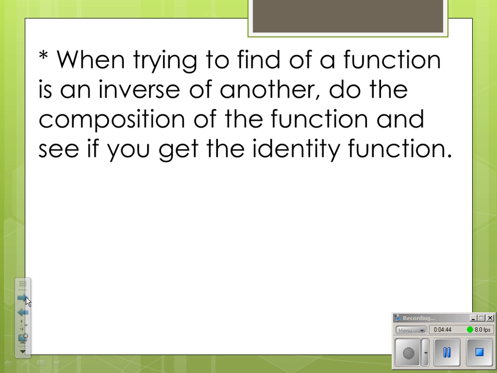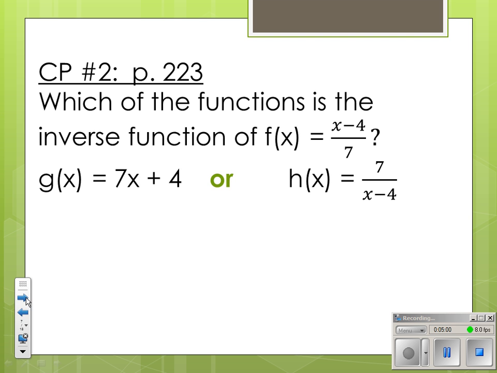When trying to find if a function is an inverse of another, do the composition of the function and see if you get the identity. Okay, so if you're trying to figure out if one is an inverse of the other, do that composition thing that we just did on the previous page and check it.